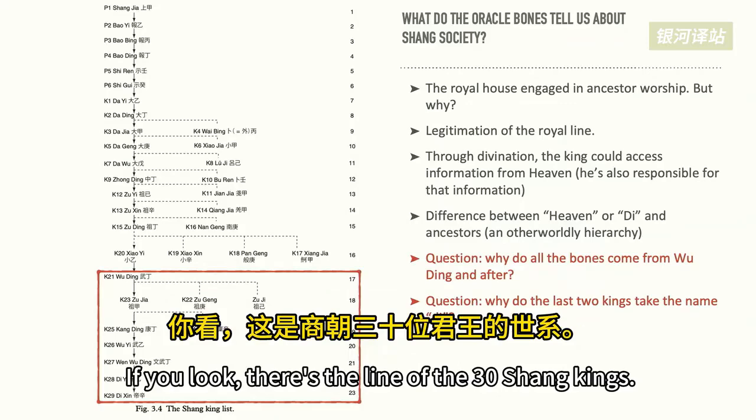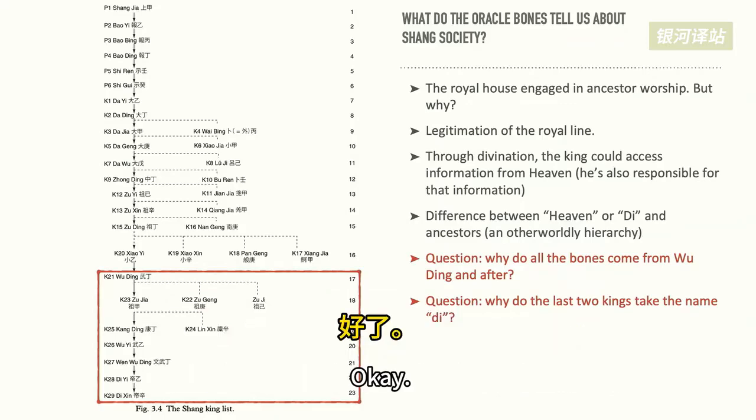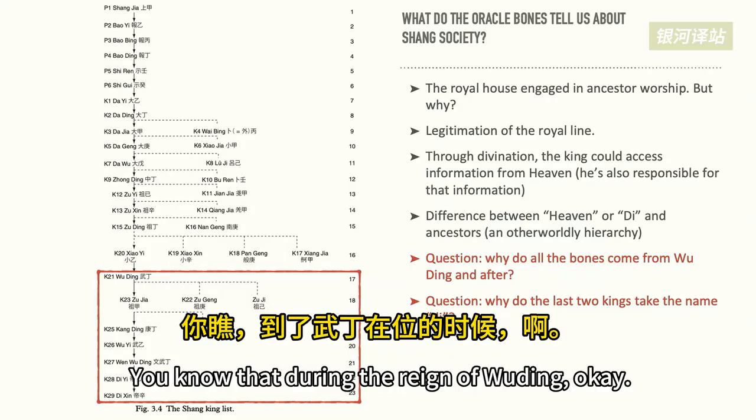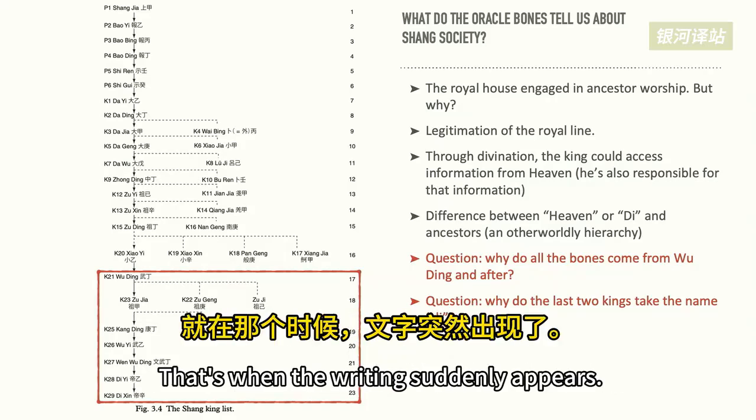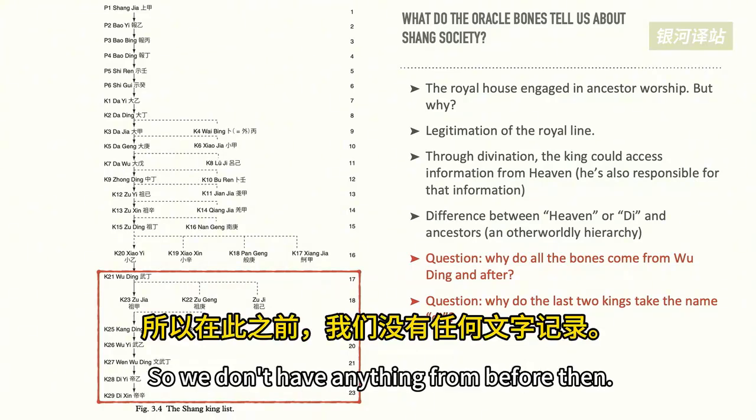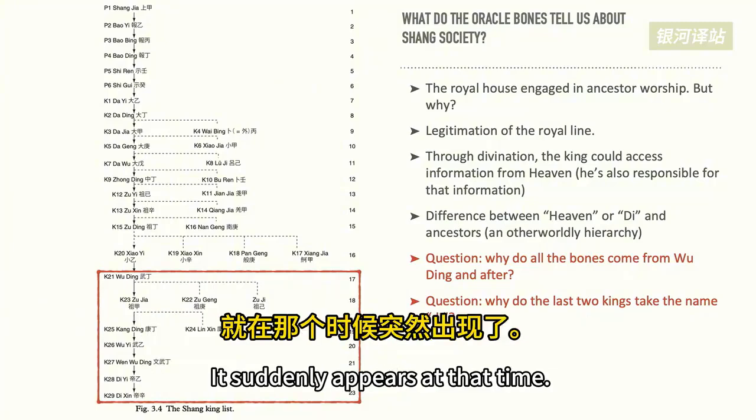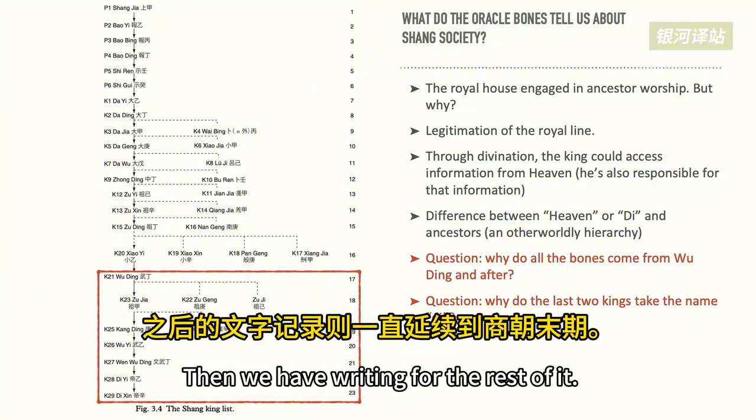If you look at the line of the 30 Shang kings, you know that during the reign of Wu Ding, K21 right there, that's when the writing suddenly appears. So we don't have anything from before then. It suddenly appears at that time. Then we have writing for the rest of it.